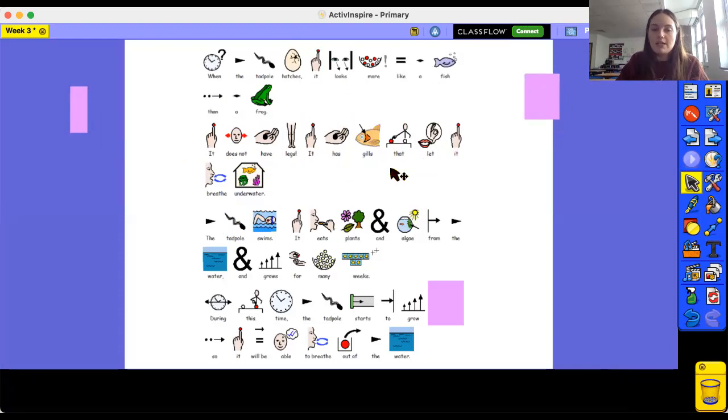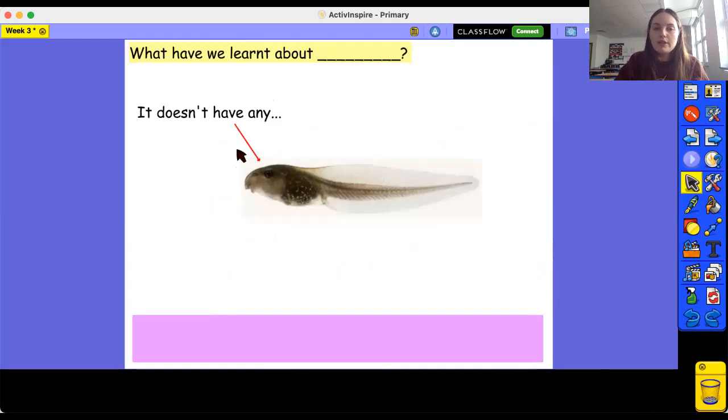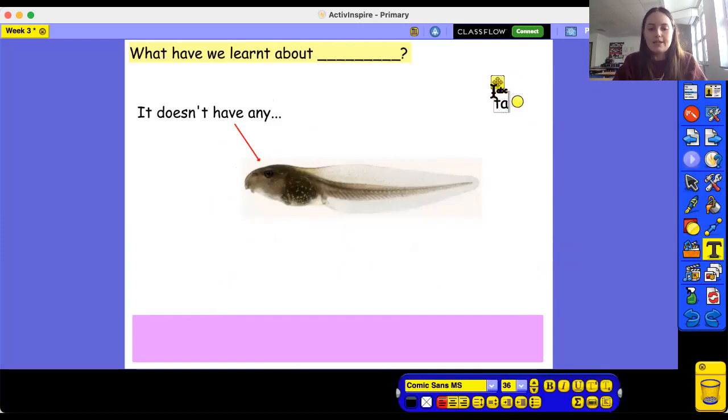The tadpole swims, it eats plants and algae, and it grows for many weeks. During this time, the tadpole starts to grow lungs so it will be able to breathe out of the water. Fantastic. It starts to get lungs. But at the moment, it's got gills. What have we learned about this stage of the life cycle? What is this a picture of? A tadpole. Well done.